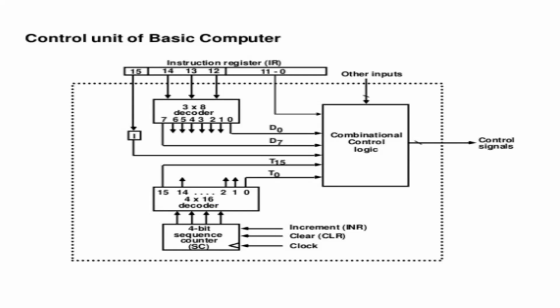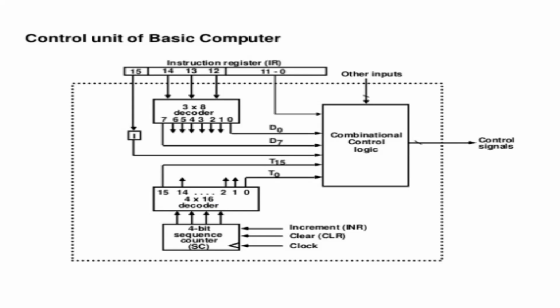In this, we are using a 3x8 decoder as well as a 4x16 decoder to generate the control signals with the help of a combinational logic circuit. Also, a 4-bit sequential counter. We are using this for incrementing the program counter as well as for clearing purposes, as well as to generate the clock signals. Let us discuss this one by one.